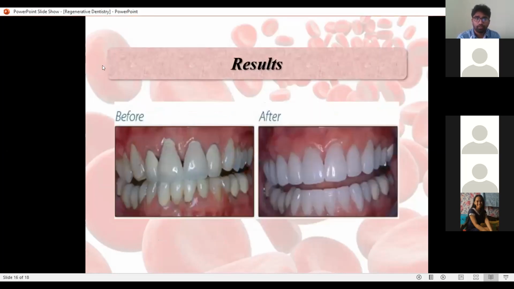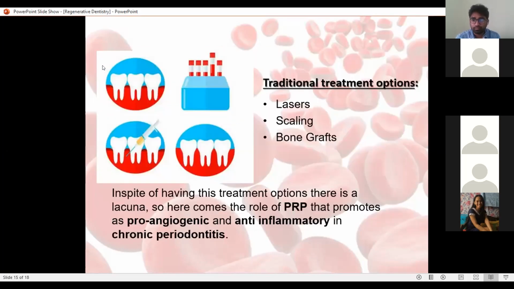Somebody asked a question, Dr. Prashant. When combining PRP with scaling and all, you have already talked about the conventional as well as additional PRP for better healing, I guess. Yes, please, you can enlighten.